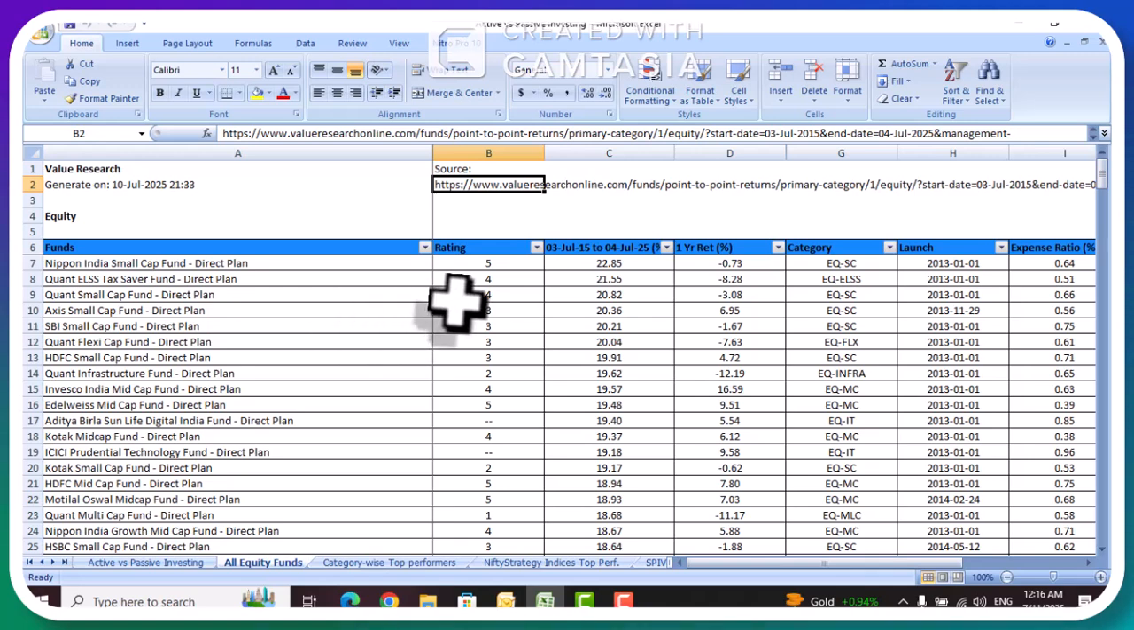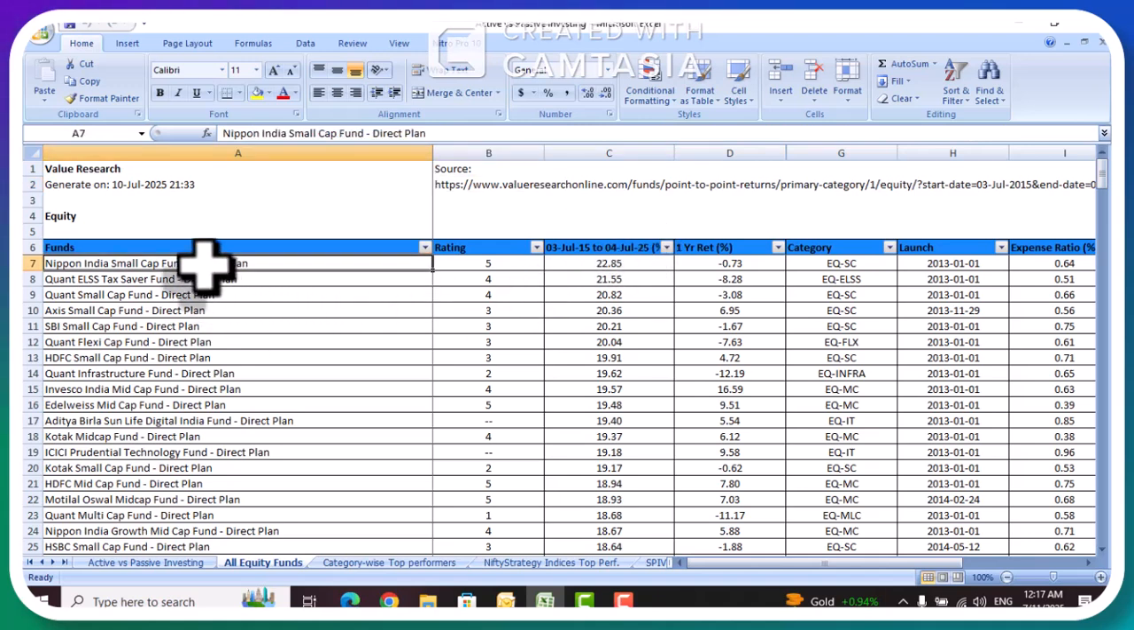What I've done is I have sorted this as per returns based on the last 10 years, 3rd July 2015 to 4th July 2025. And this data is for all the equity funds, direct plans, all the active equity funds, no passive funds over here in the snapshot. Be it open-ended, closed-ended, all the equity mutual funds and direct plans of theirs. So expense ratio is low and returns are higher.